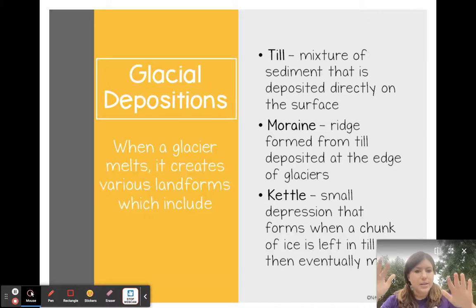And a kettle is a small depression that forms when a chunk of ice is left behind. So it is just like a little baby lake left behind by a chunk of glacial ice. We've got quite a bit of those in Wisconsin. That's where the Kettle Moraine State Park name comes from.